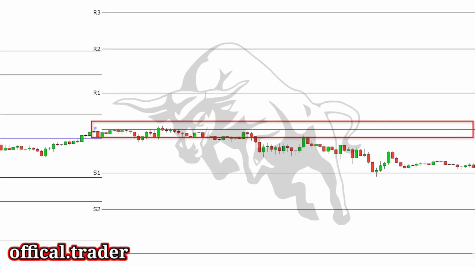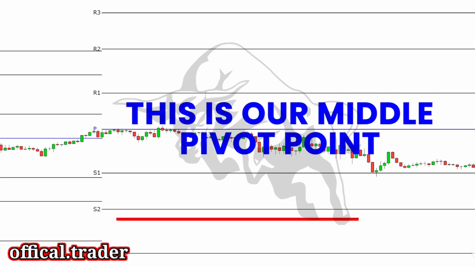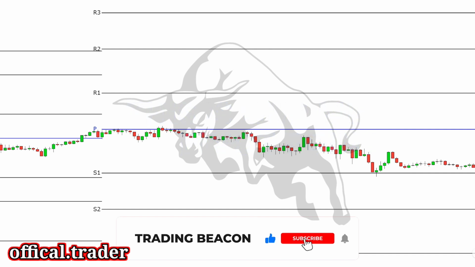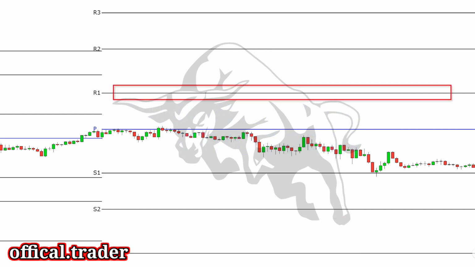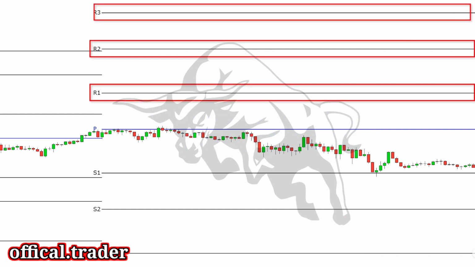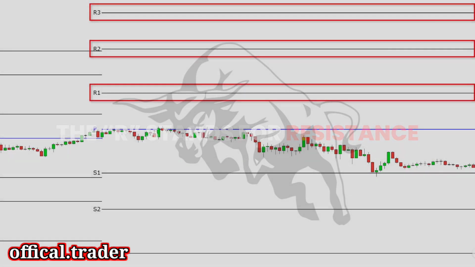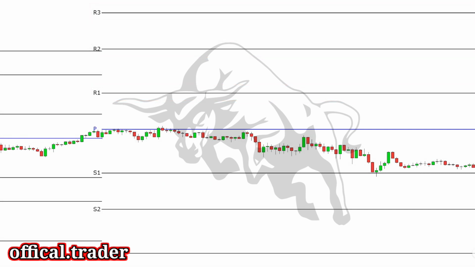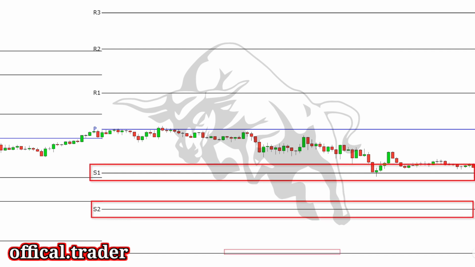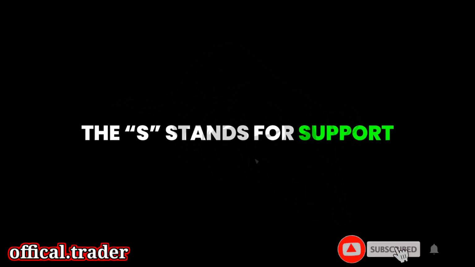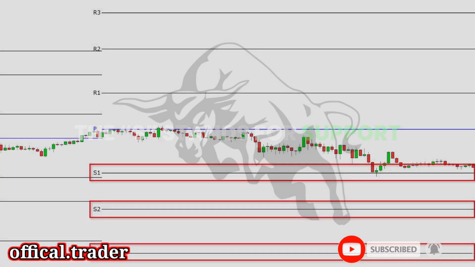So here we have a chart with a standard pivot point indicator added to it. We have a blue line in the middle of the chart which is labelled P. This is our middle pivot point. We then have three lines above this pivot labelled R1, R2 and R3. The R stands for resistance, meaning that these levels will tend to act as resistance when price reaches them. We also have three lines below this pivot labelled S1, S2 and S3. The S stands for support, meaning that these levels will tend to act as support when price reaches them.